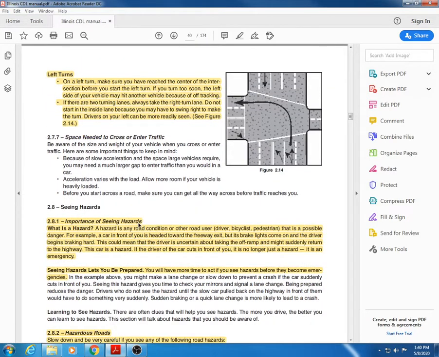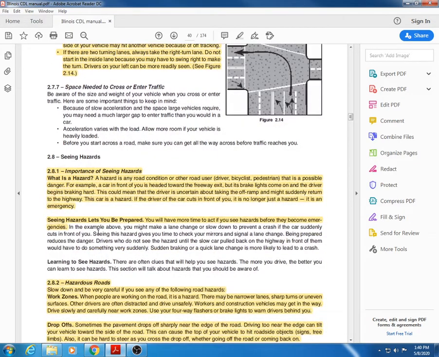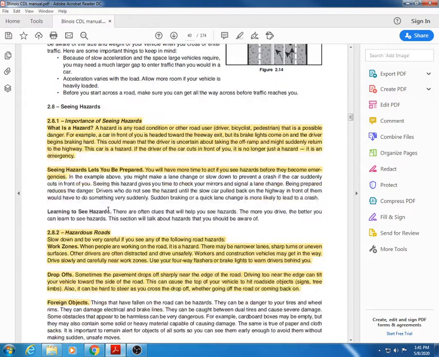Importance of seeing hazards. Again, make yourself familiar with this stuff, even though it's not highlighted. Importance of seeing hazards. What is a hazard? Anything that's in front of you. Anything that's beside you, you have to be aware of it. Driver, bicyclist, pedestrian, all this stuff. Driver in front of you could slam on his brakes or return back to the highway. That's a hazard. So these are all things you need to know about when seeing hazards.